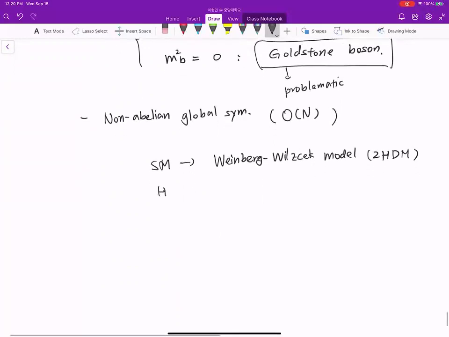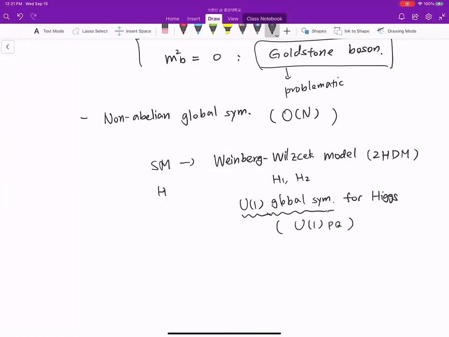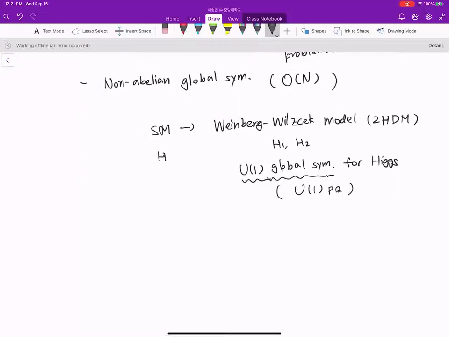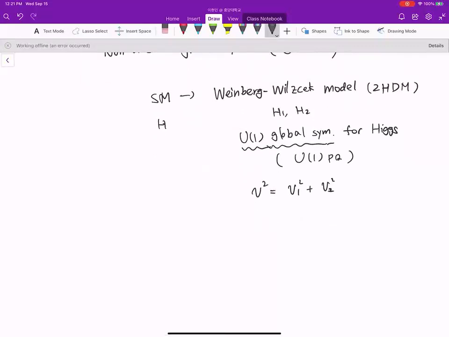So in the standard model, we have one Higgs, but here there are two Higgs, and we impose some global symmetry. So the U1 global symmetry, in this particular case, we call the PQ symmetry. Then in the two Higgs doublet model, the mass is the electroweak scale determined by the sum of V1 squared and V2 squared, the vev of the first and the vev of the second doublet.